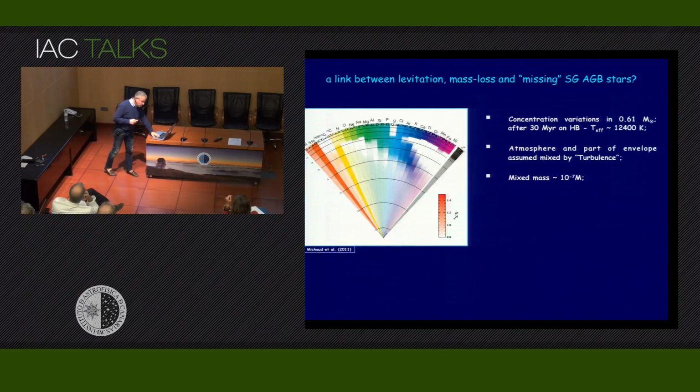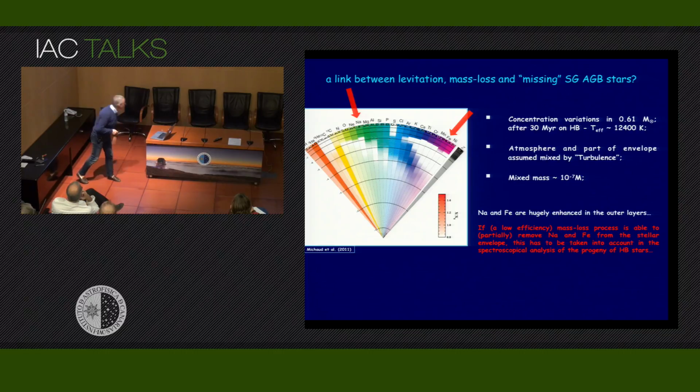Now, I am not a spectroscopist, but I know something about stellar evolution. So, this is a plot taken from Michaud and collaborators. This is the level of concentration variation in a horizontal branch star for different elements. The different color coding tells you how much this element is enhanced in the different layers as a consequence of radiative levitation. Okay? And if you look at sodium and iron, stellar models predict that sodium and iron along the horizontal branch are strongly enhanced.